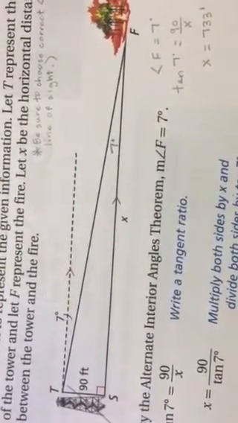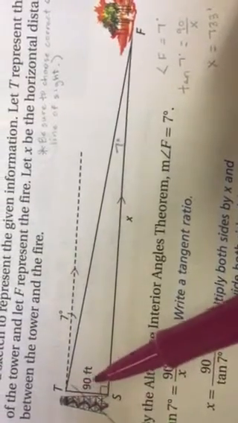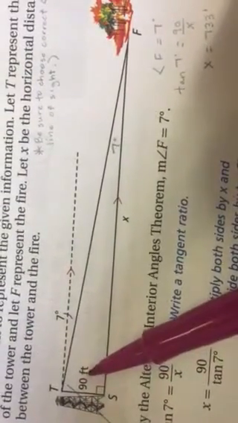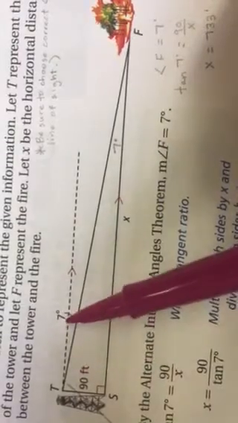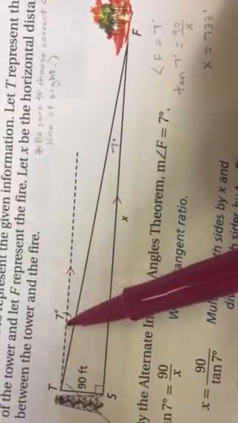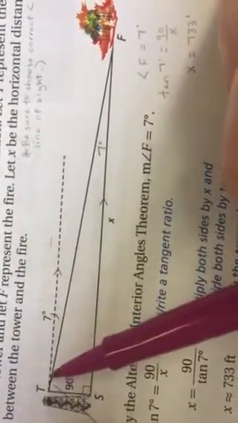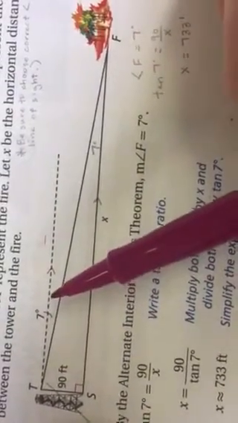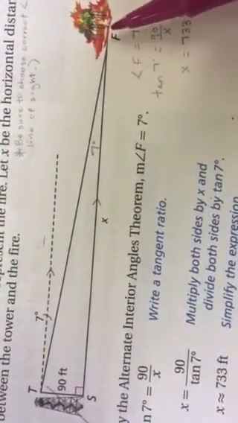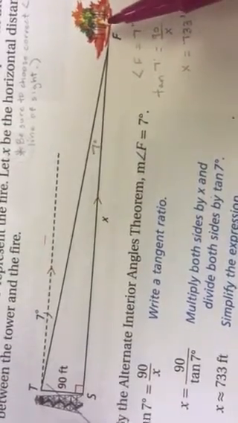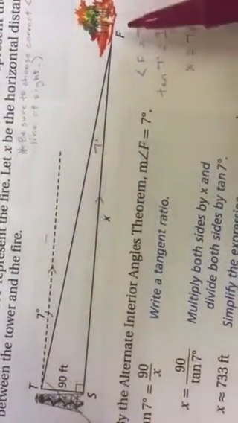A forest ranger in a 90-foot observation tower sees a fire. Here's the observation tower. It's 90 feet high. The angle of depression to the fire is 7 degrees. That's the angle right there. Remember, it's the horizontal line and the line of sight to an object below the line. So it's not within our triangle, it's above our triangle. And here's our forest fire. We want to find the distance from the tower to the fire.